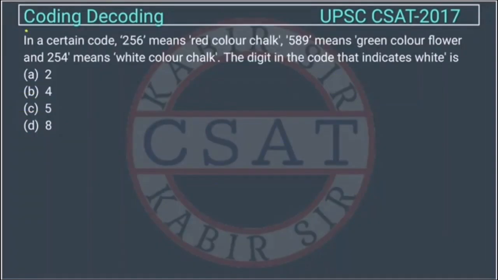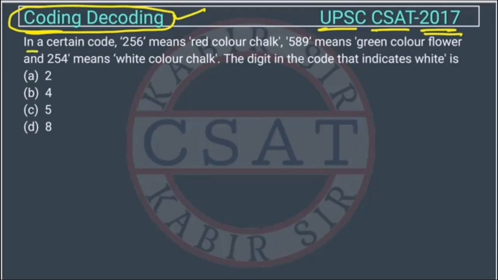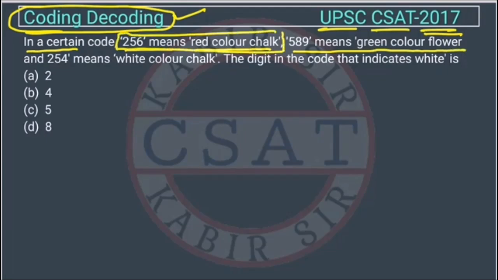So this is a question of reasoning taken from the chapter Coding and Decoding, asked by UPSC in their CSAT paper of 2017. So the question is, in a certain code 256 means red color chalk, 589 means green color flower, right? So 256 means red color chalk, and 254 means white color chalk. Which digit in the code indicates white? So this is the question.